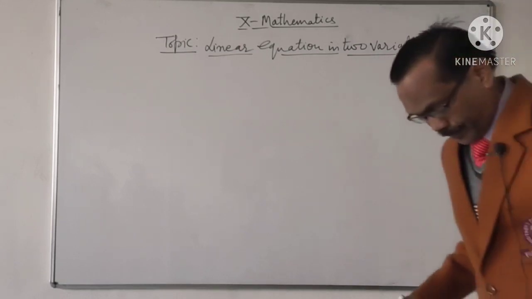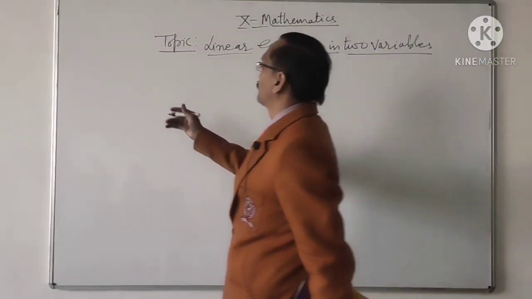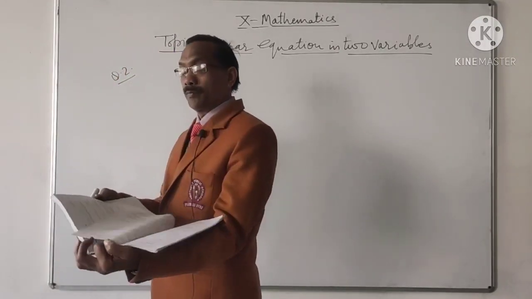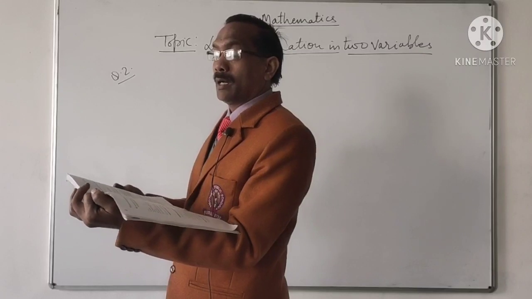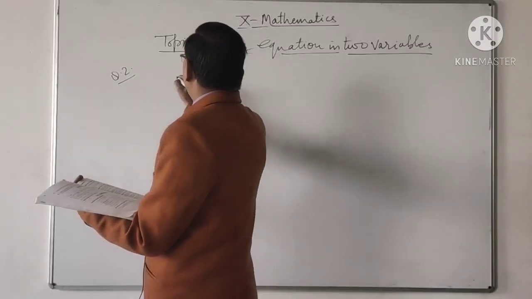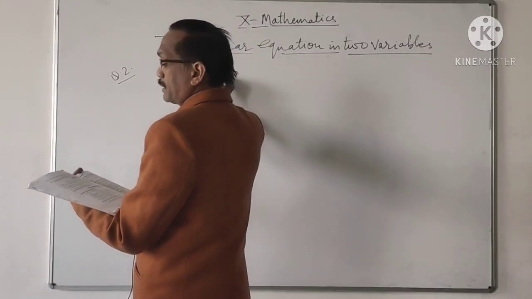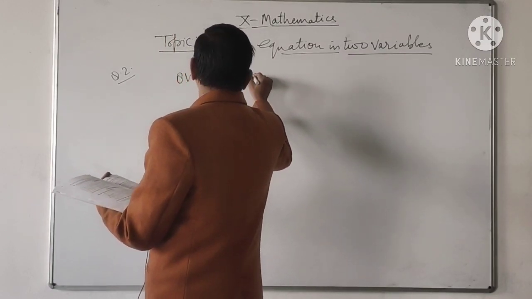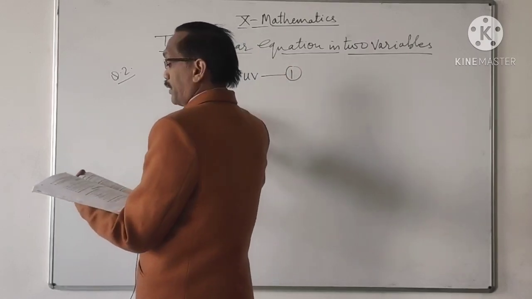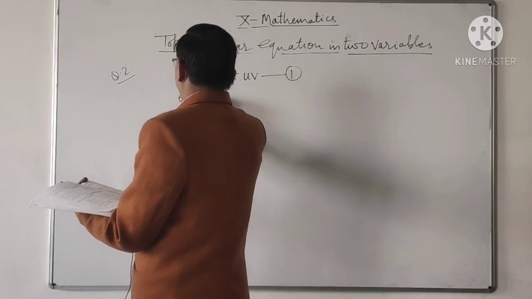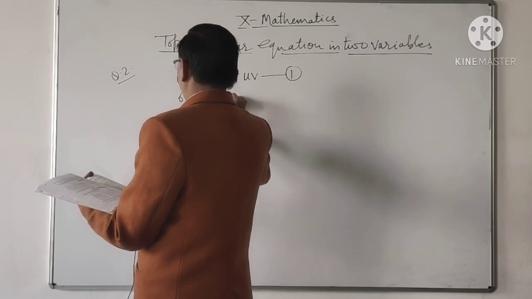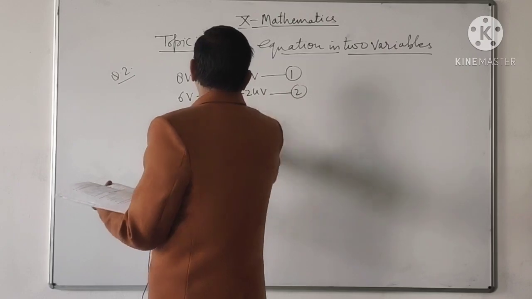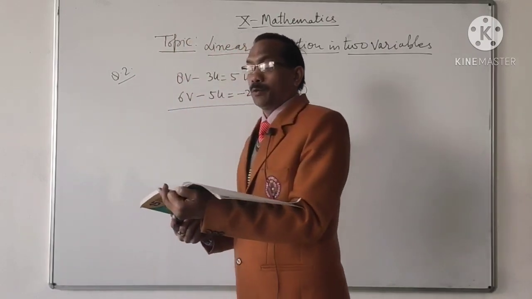Now, the next question is: solve the system of linear equations 8v minus 3u equal to 5uv. Second equation, 6v minus 5u equal to minus 2uv. Find the values of u and v.